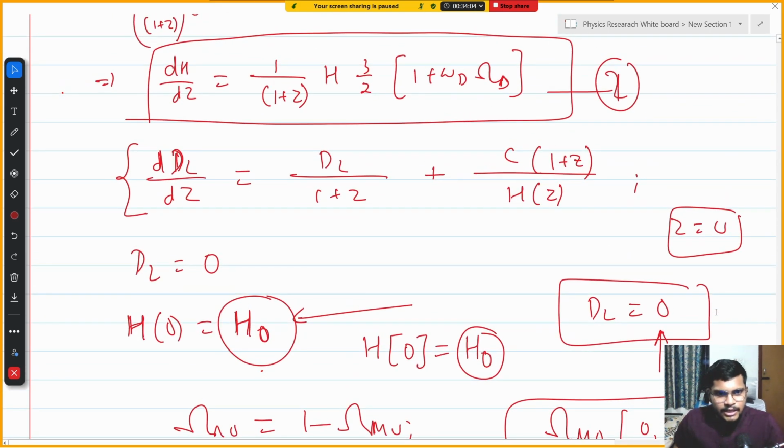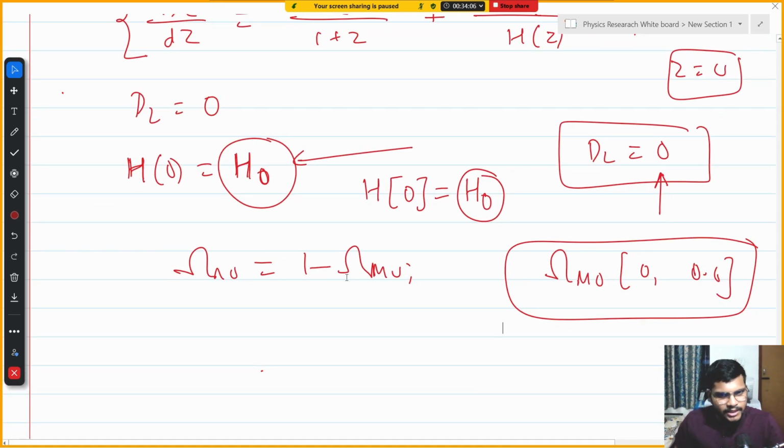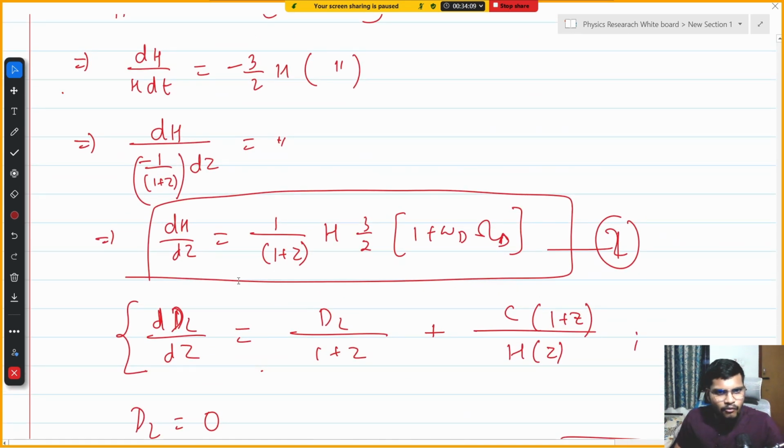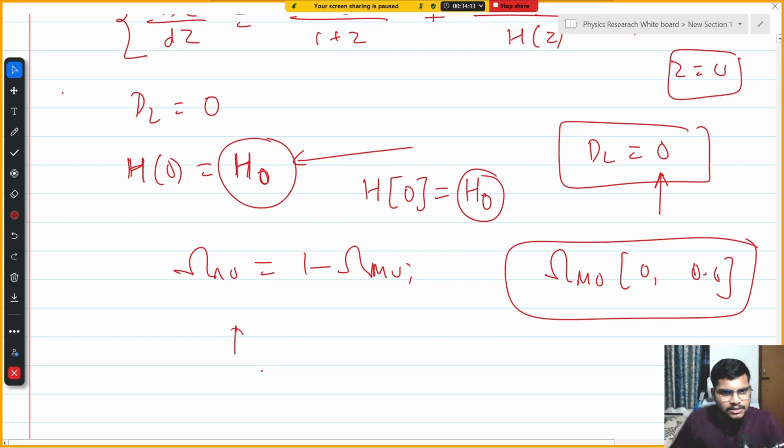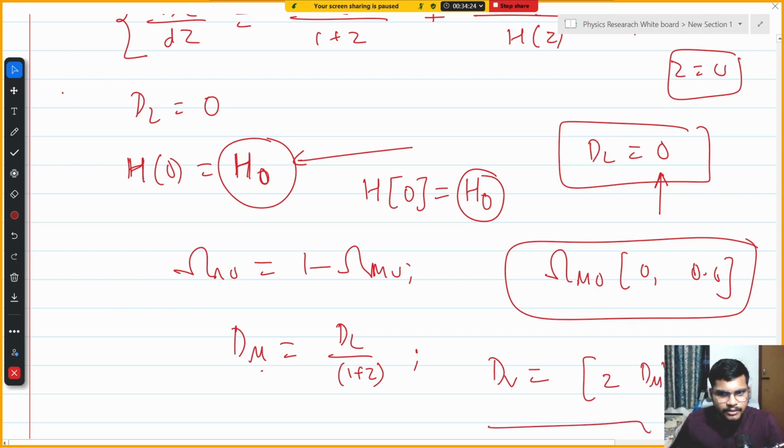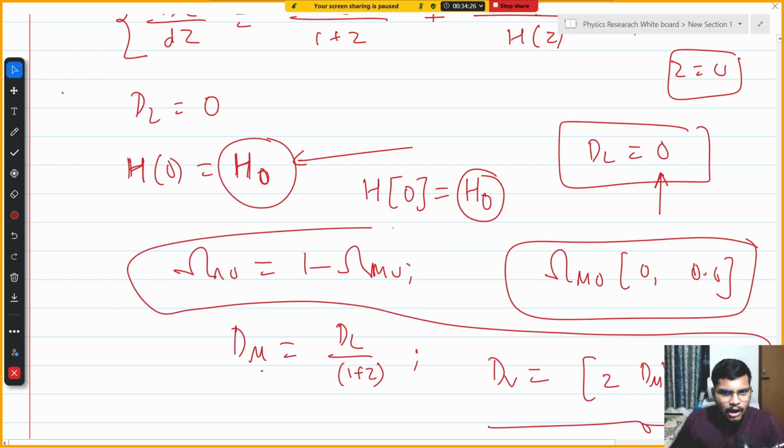What are the equations? The equations corresponding to Omega lambda. What are the initial conditions? The initial condition is there. What are my equations over here? I know what DL is. Once I know DL, I can say that dm is equal to DL over 1 plus z. And how can I easily find dV? dV is equal to [z dm squared c over H(z)] to the power 1/3. Everything is done. Now all the mathematical recipe is done.